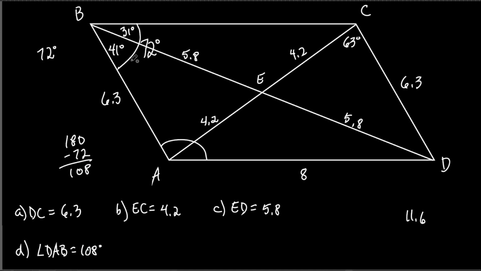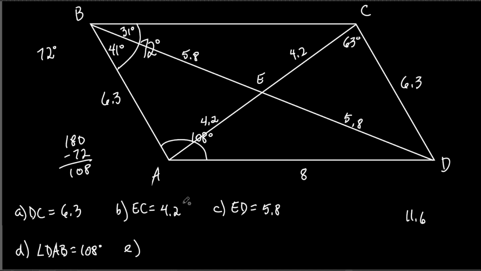Do you see that? Because remember, the consecutive angles are supplementary, right? So if that whole thing was 72, which they told you earlier, then this is 180 minus 72. There's a lot of stuff going on here, but that's 108.